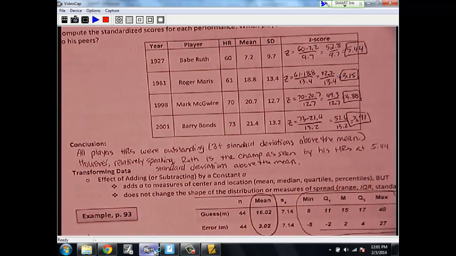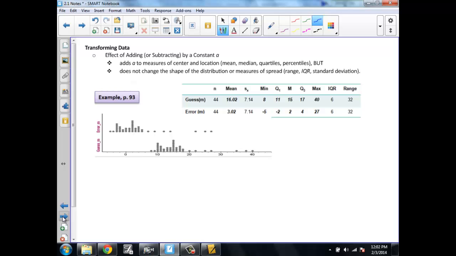All right, this transforming data business really isn't as lengthy as it looks in your notes. Transforming data. So what happens when I curve your tests? I do this right here. I either add, I never subtract, a constant. To curve it, I add a point or 2 points to everybody's test score. We add our constant, that 1 point, that 2 points, to the measures of center and location. But we do not change the shape of the distribution or the spread.